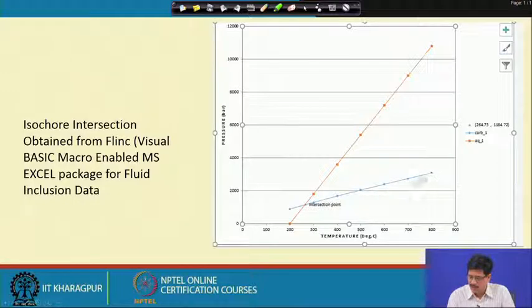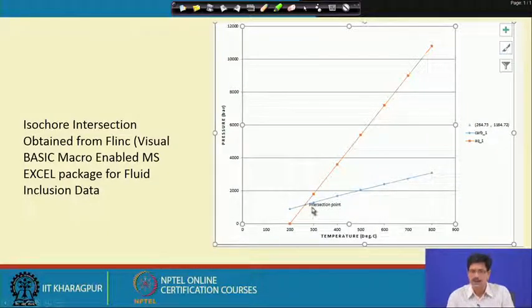This is the isochore for the coexisting carbonic inclusion, and the provision has been made to check whether these two could intersect, and if the intersection is possible, then what is the intersection value, as has been shown here. For example, this is the aqueous inclusion isochore, this is the carbonic inclusion isochore, and they intersect at a temperature of 264 and a pressure of 1164.